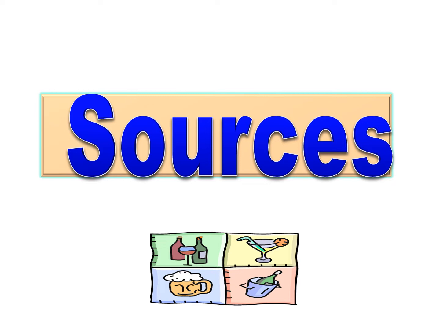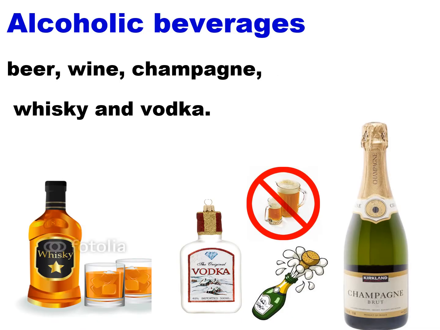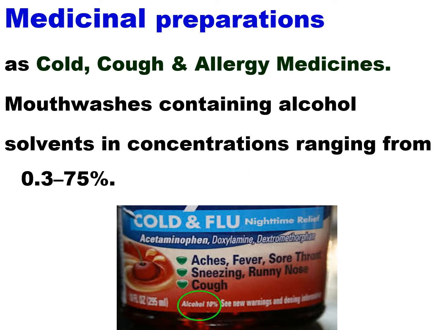Different sources of exposure to ethanol products. First are alcoholic beverages as used by drunkards, with different concentrations present in the different beverages. Also, medicinal preparations like cold medicines, cough medicines, and allergy medicines contain different concentrations of ethanol. Also, different forms of mouthwashes contain ethanol in different concentrations ranging from 0.3 to 75%.